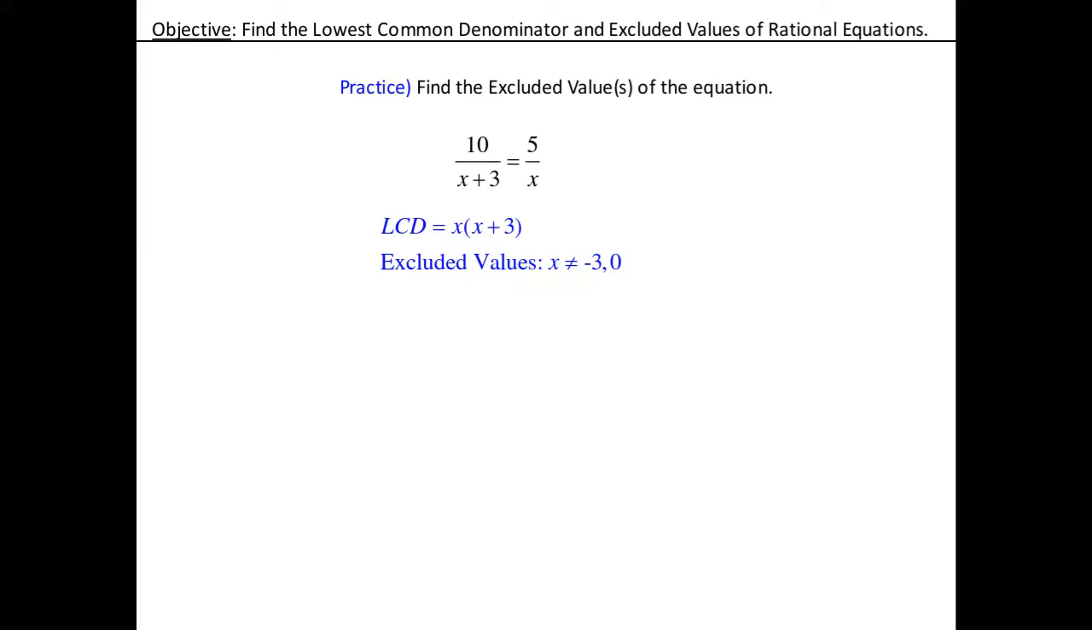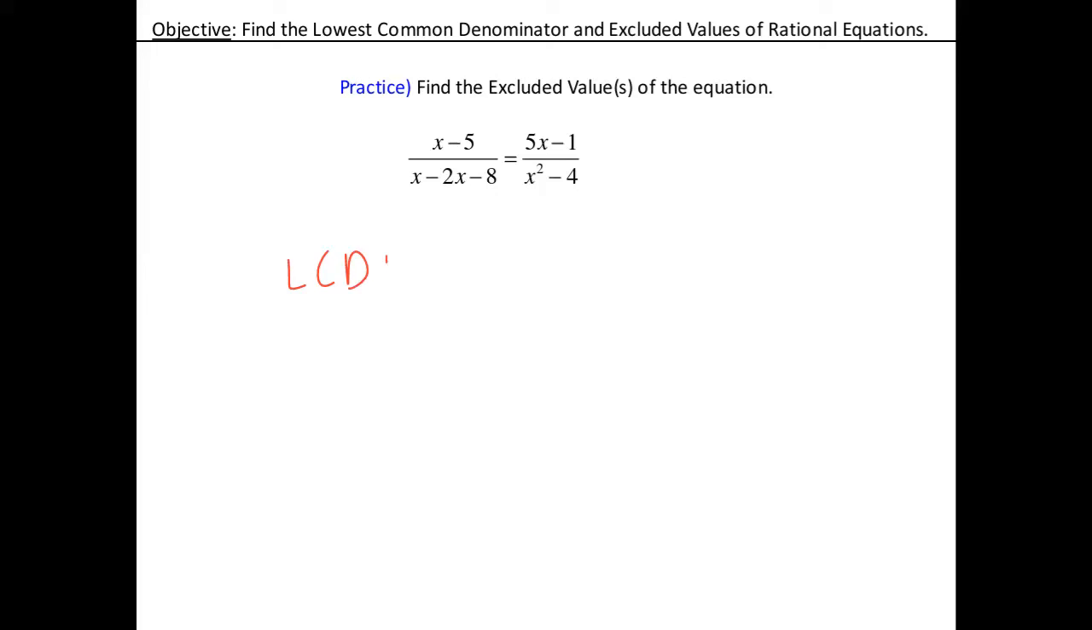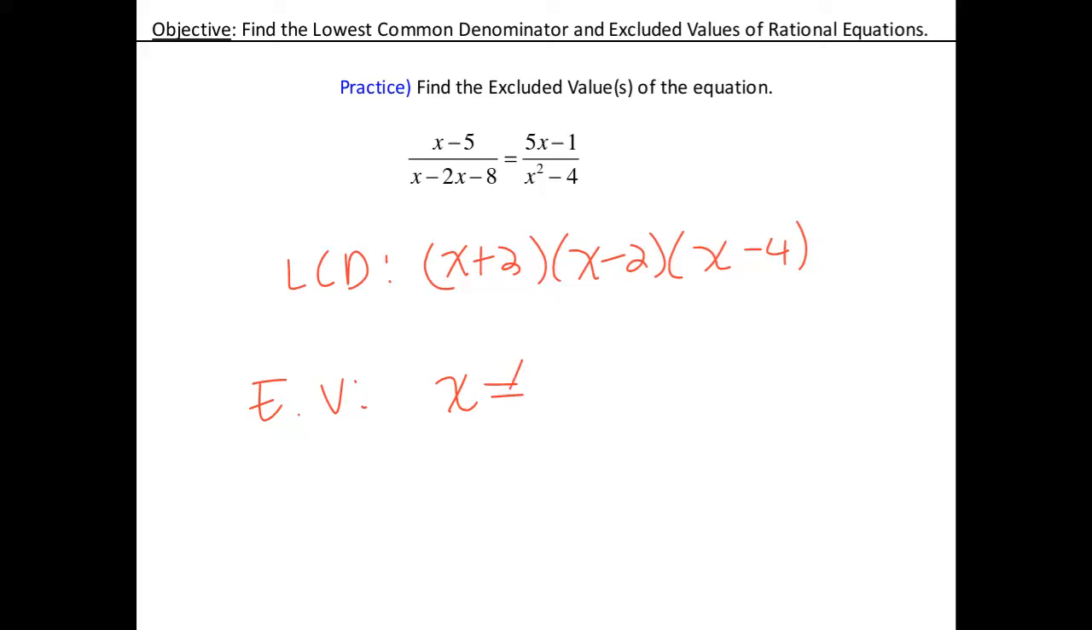All right, last one really quick. You already did the LCD portion. What'd you get for LCD? X plus 2, x minus 2, x minus 4. Okay? So excluded values, you're just going to switch the sign. So x is not equal to what 3 values in this one? Negative 2, positive 2, and positive 4. Okay? You just switch the sign.